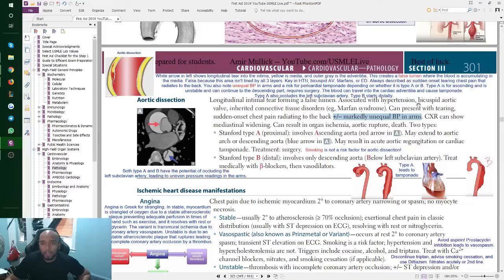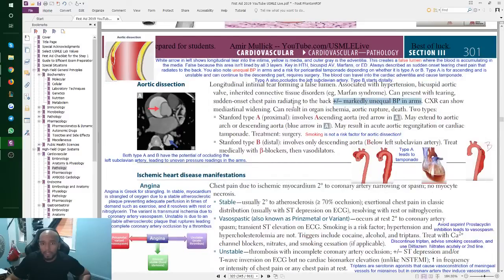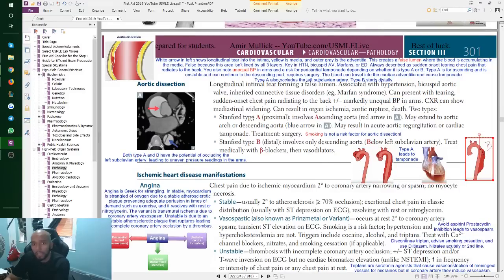Now, chest X-ray can show mediastinal widening once again, just like we saw with this thoracic aortic rupture. It can result in organ ischemia, aortic rupture, and death. There are two types, type A and type B, and that's what I'm showing you in these two pictures here. Type A is proximal, and it involves the ascending aorta, which is really easy to remember. It may extend to the aortic arch or the descending aorta, and may result in acute aortic regurgitation or cardiac tamponade. So the A is really problematic because it can go in both directions like crazy.